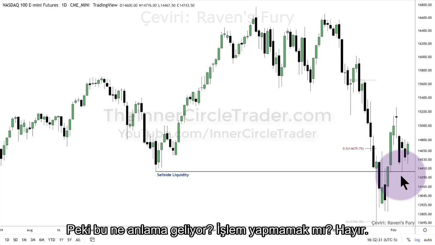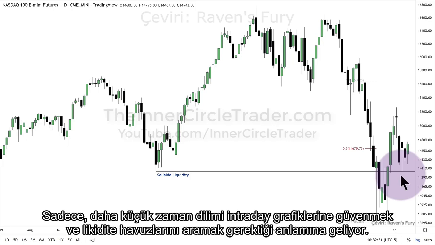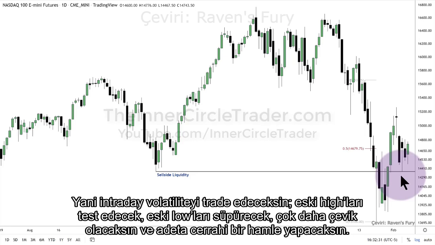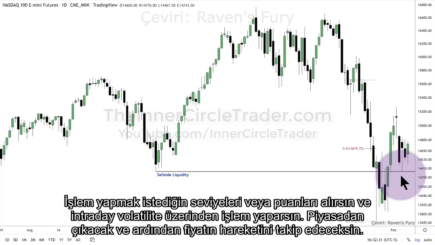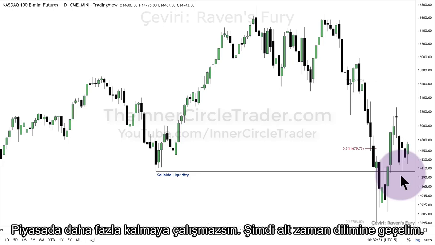No trading? No. It just means that you have to rely on the smaller time frame intraday charts and simply look for liquidity pools. So you're going to trade intraday volatility, running old highs, running out old lows, being a lot more nimble, like a surgical strike. You take your handles or your points that you're trying to get out of the marketplace and then run. You don't try to overstay your welcome. So let's go down to a lower time frame.